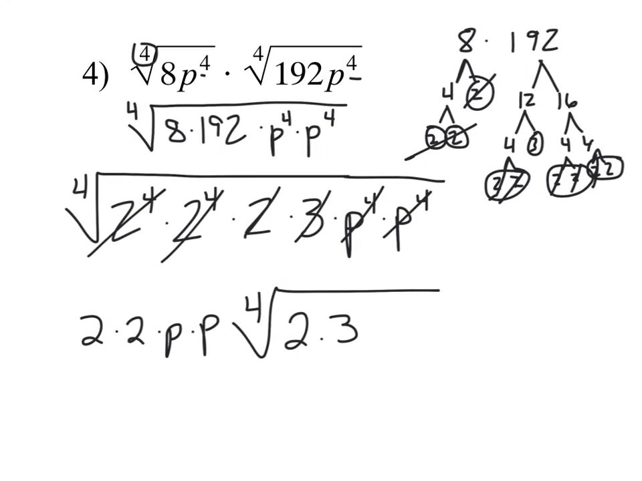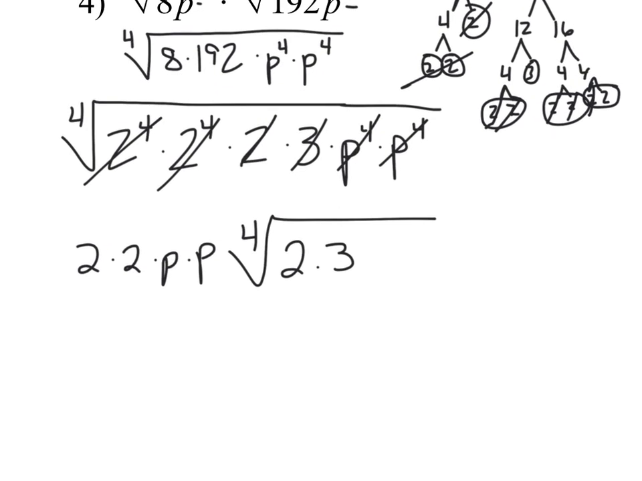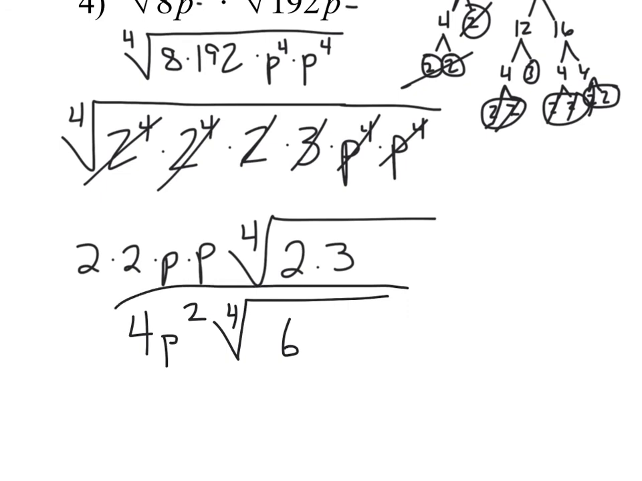So at the end here, my final answer, 2 times 2 is 4. I have 2 p's, so that's p squared, times the 4th root of 2 times 3 is 6. This is the simplified answer. Okay, so now you should be able to complete your 6.2 Day 1 practice problem.